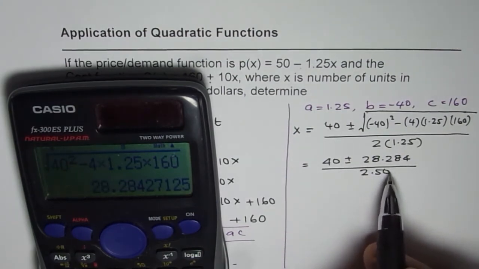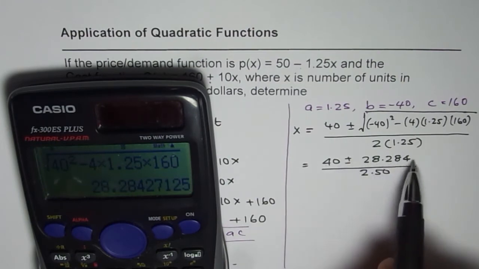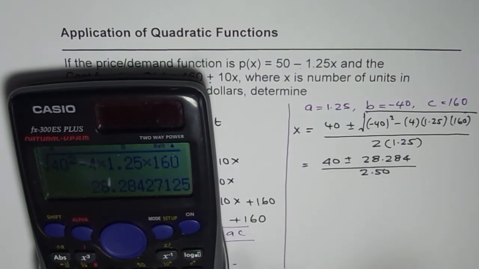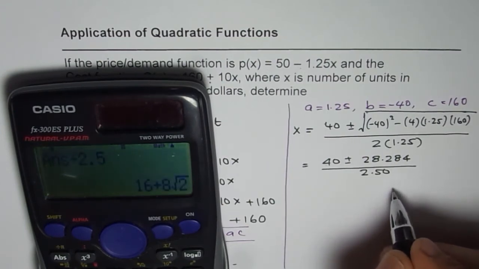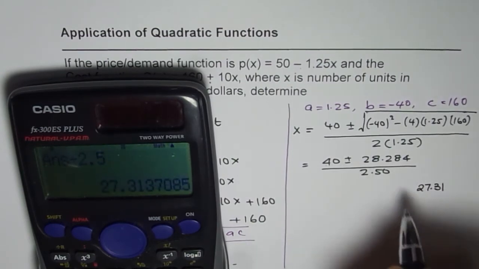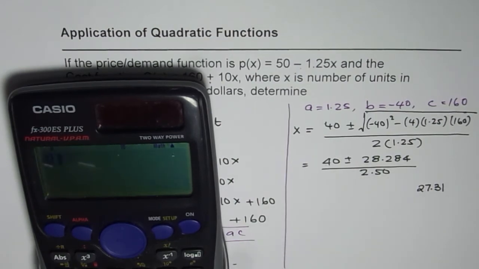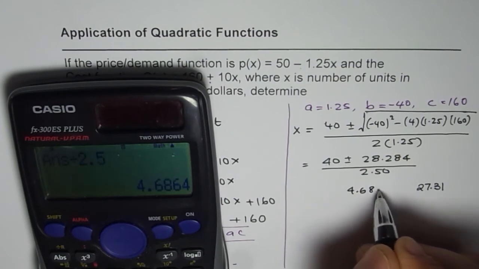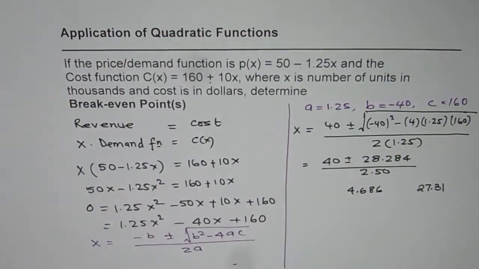So that gives us two possible values. One is 40 plus 28.284 divided by 2.50. The other one is 40 minus. Let's first add them and find the higher value, which is 28.284 plus 40 divided by 2.5. That gives us one solution, which is 16 plus 8√2, approximately 27.31. So that's one solution. The other one will be 40 minus 28.284 divided by 2.5, which is equal to 4.686. Fine, so we get two solutions here.